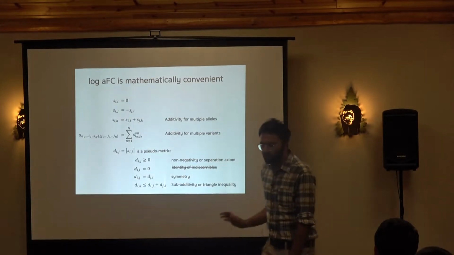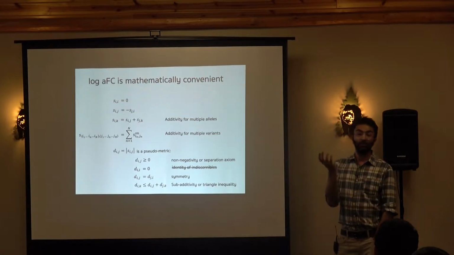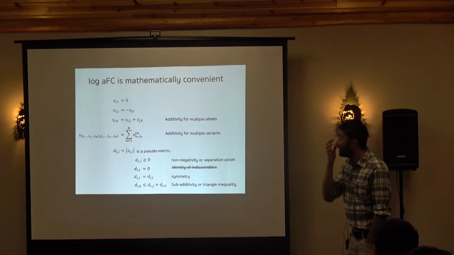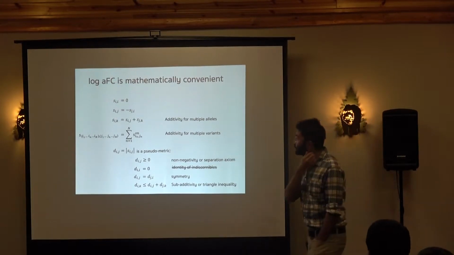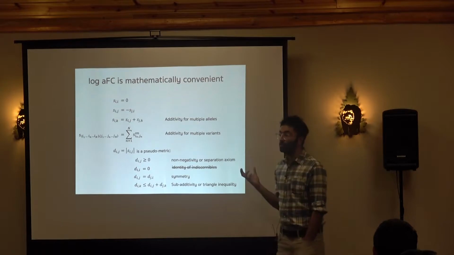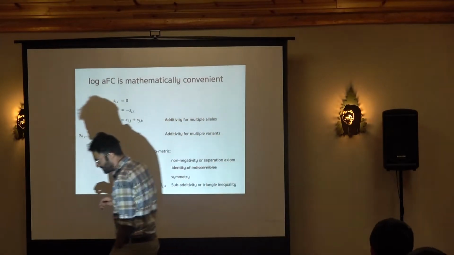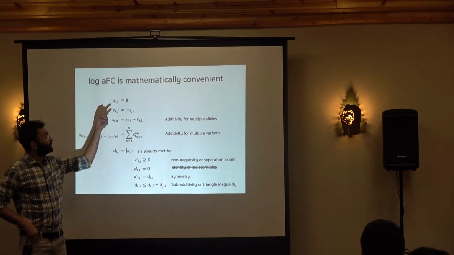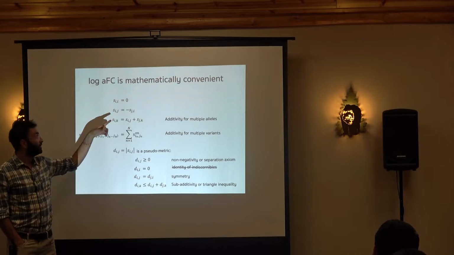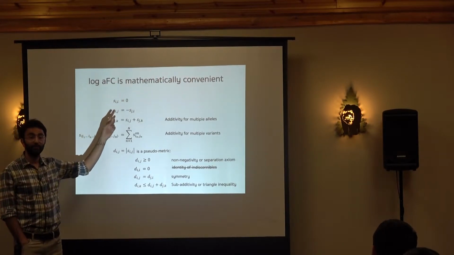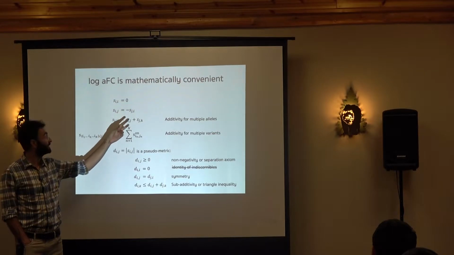So now, using the AFC is a good way to look into eQTLs and just regulatory variation, not only because it is a meaningful way to look at it, but also because it has good mathematical properties. So for example, this is the log AFC. So log AFC between two variants that are identical from a regulatory point of view would be 0. If you flip the order of reference and alternative, the size would stay the same. You just get a negative in front of it.